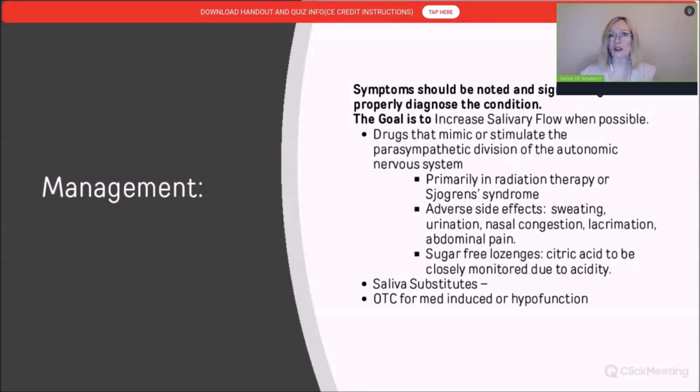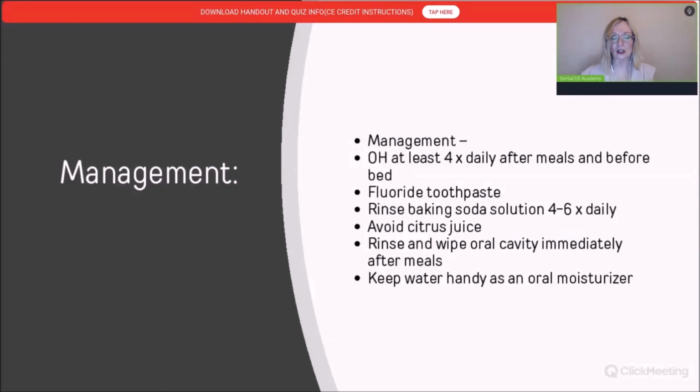The goal overall is we want to try to increase salivary flow when possible, but it's not always possible, as we said. There are drugs available that can mimic or stimulate the parasympathetic division of the autonomic nervous system. They aren't for everyone. There are side effects, but they can be used in patients that have some salivary tissue left, perhaps Sjogren's syndrome, or patients that have had radiation therapy. Sugar-free lozenges can be used, but we have to be careful with anything with citric acids, right? Saliva substitutes and over-the-counter products for medically induced or salivary gland hypofunction.